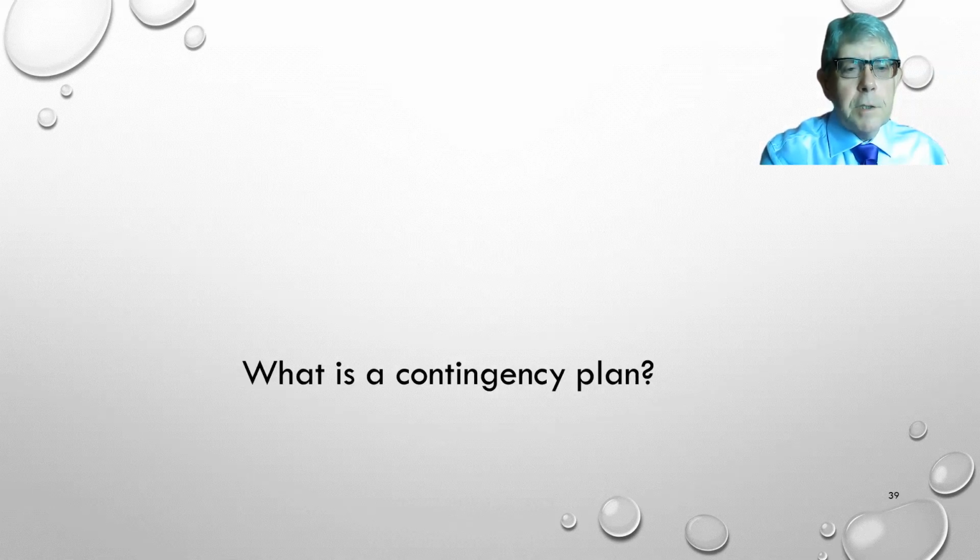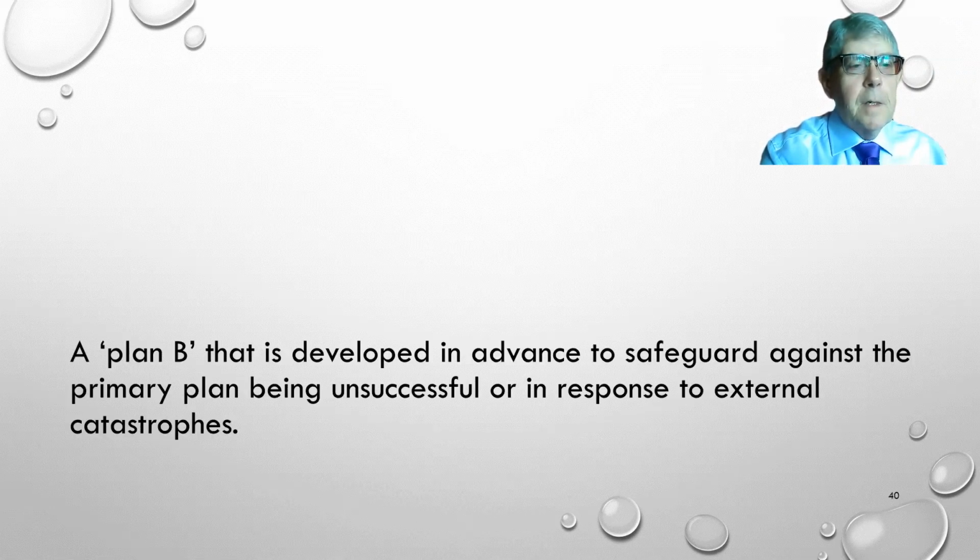What is a contingency plan? This is a plan B that is developed in advance to safeguard against the primary plan being unsuccessful or in response to external catastrophes.